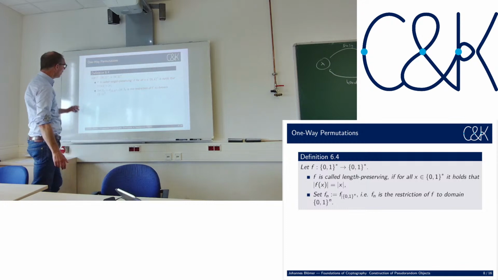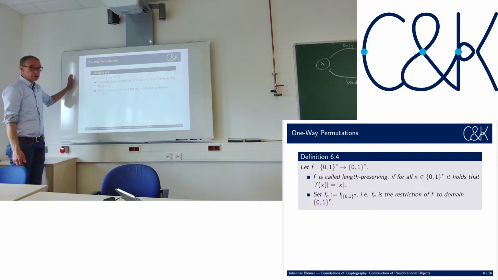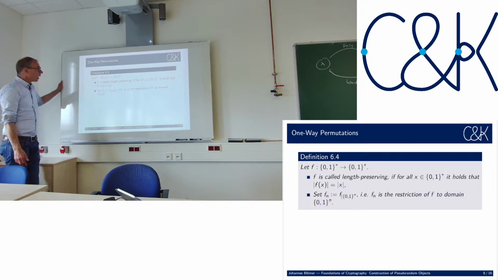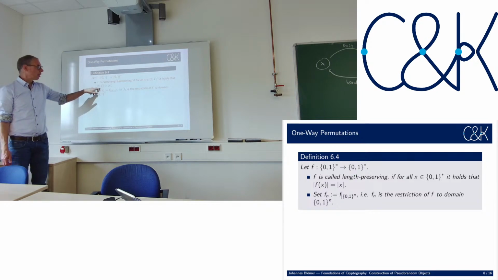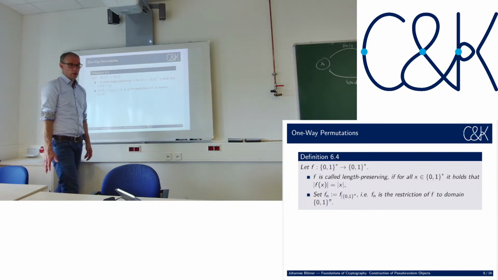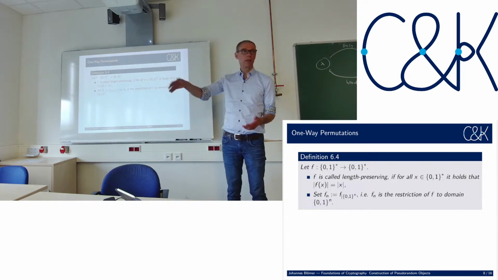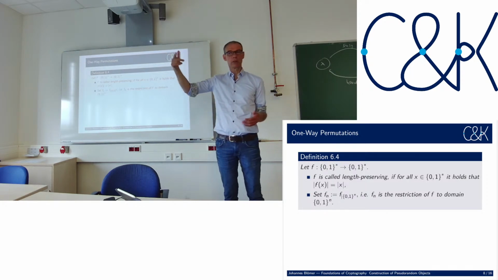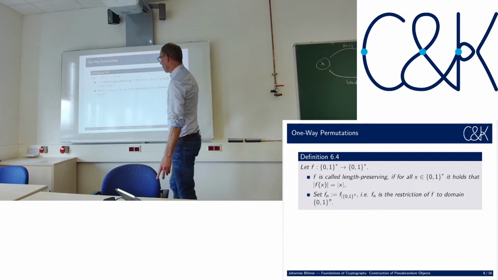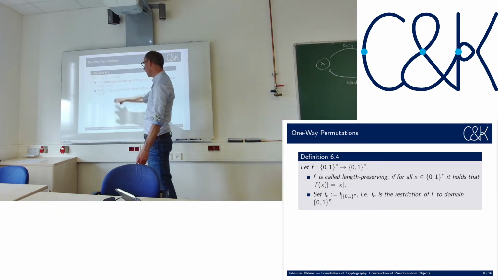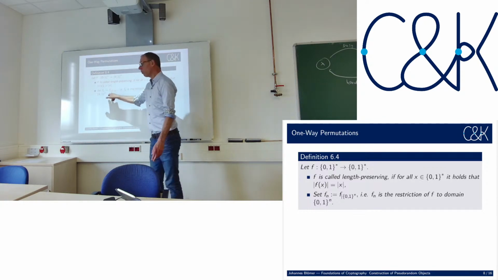So let again f be a function from {0,1}* to {0,1}*. And f is called length-preserving if for all x in {0,1}*, it holds that the length of f(x) is equal to the length of x. So length is always measured in number of bits. So f goes from {0,1}^n to {0,1}^n for all n. If I give you an element of {0,1}^n, then the image is also in {0,1}^n. And we denote by f_n the restriction of f to domain {0,1}^n.